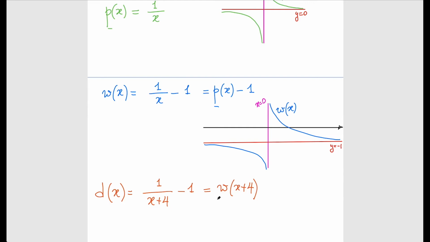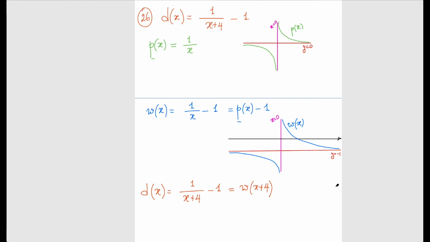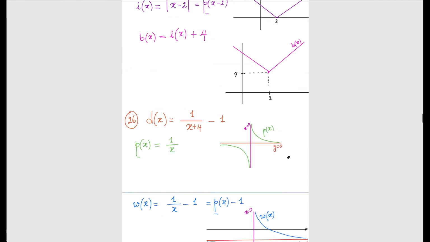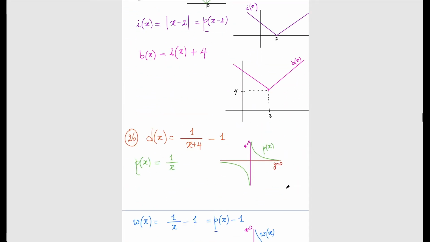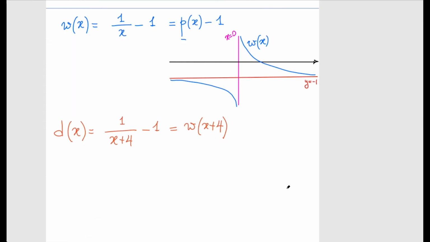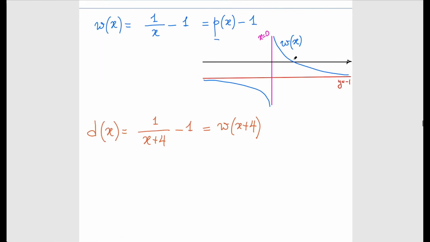Now, do we know how to graph w of x +4? Well, we know how to graph w of x. How do we graph w of x +4? Well, it's of this format. W of x +4 is obtained by shifting the graph of w of x to the left a distance of 4 units. Correct? So I'm going to take this whole thing and shift it to the left by 4 units. And what do I obtain?